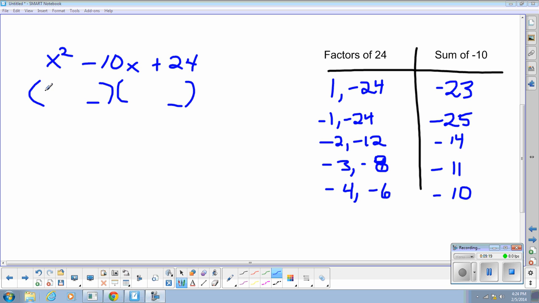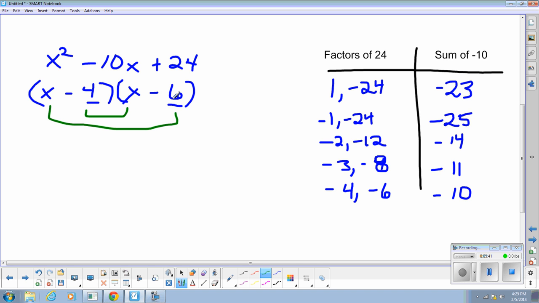So I'm going to write x and x, because I know x times x is x squared. I have to have these two factors, minus 4, minus 6. So if I multiply these out, if I do negative 4 times x, I get negative 4x. And I do x times negative 6, I get negative 6x. Negative 6 plus negative 4 is negative 10, my middle term.